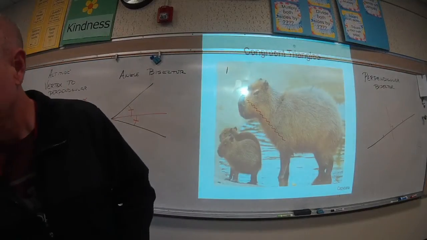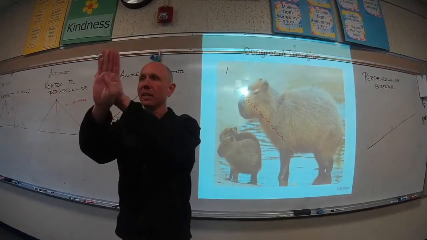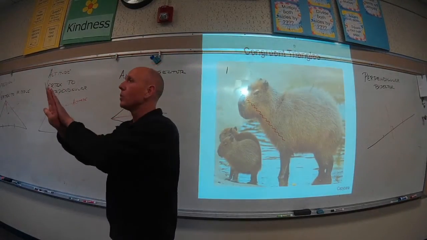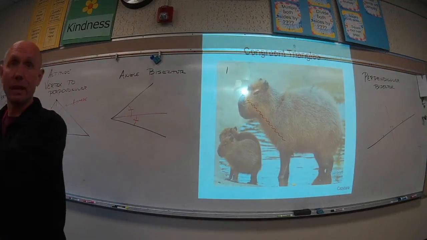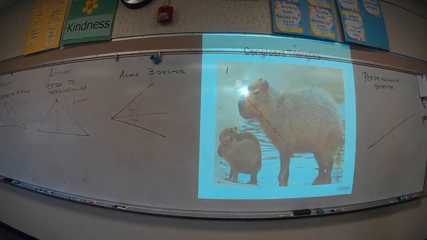Last unit, we took 2 triangles and we moved them on top of each other to show that they are congruent. The thing is, we can show they are congruent in other ways, and that's what we're going to look at right now. We have 4 different ways that we're going to learn about for showing congruency, and here they are.